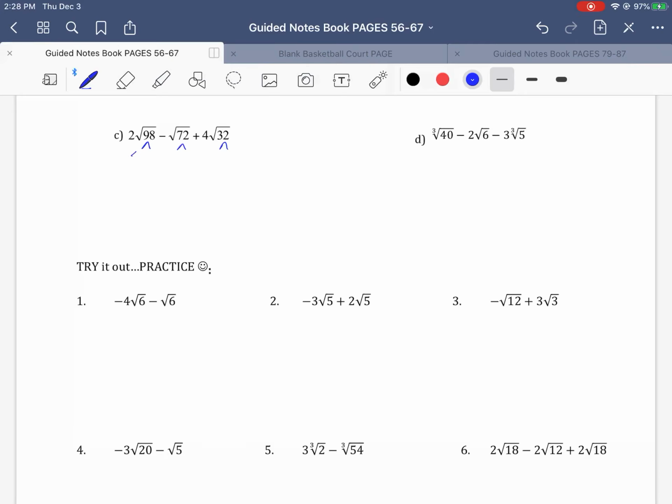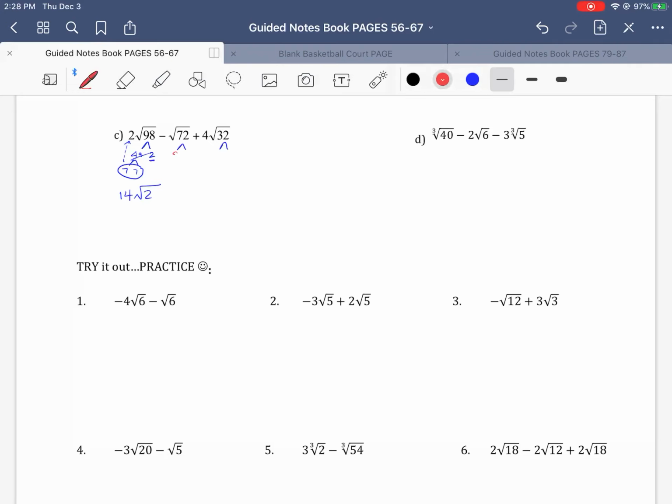But 98 divided by 2 would be like 49 and 2. And this would be 7 and 7. Oh, I about crossed out my 2. So you've got a group of 7's there. So again, if you bring the 7 out, it multiplies by that 2. And we have 14 square root of, and you have that leftover 2 that stays inside.